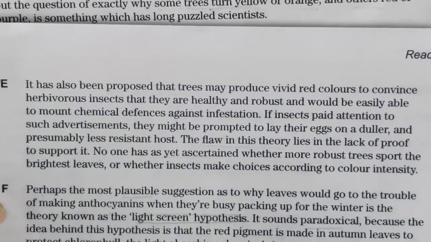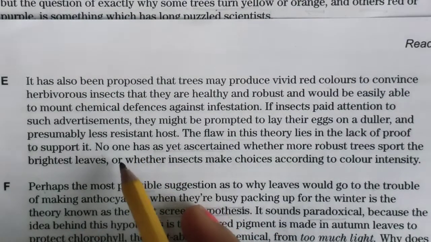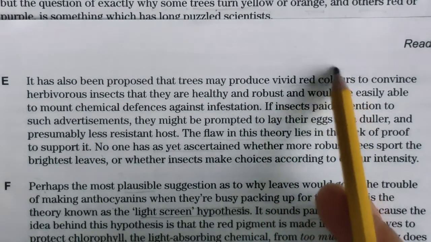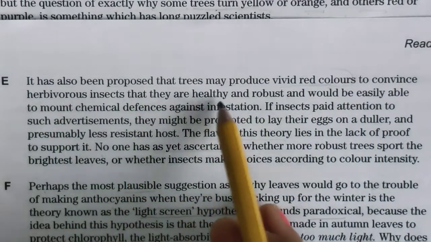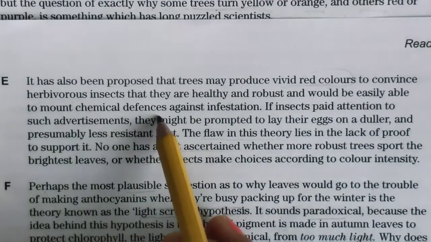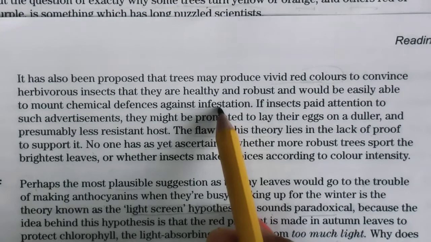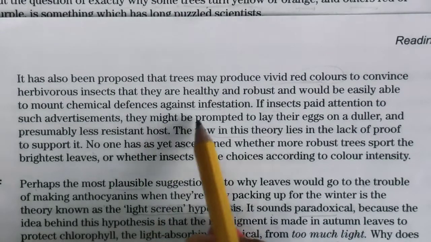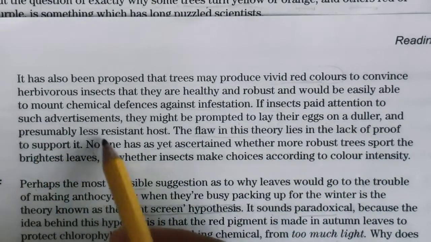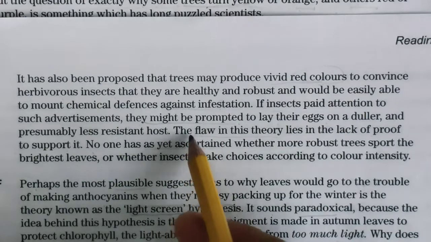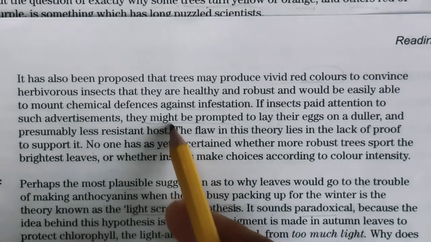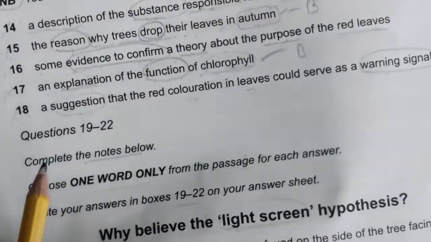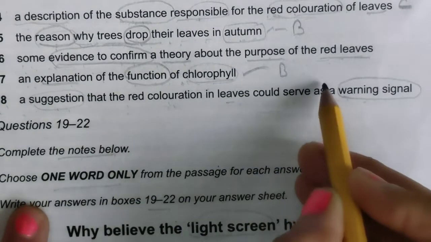So here the answer is E. So how it is E, I will tell you. Here they are saying it has been proposed that vivid red color is to convince herbivorous insects that they are healthy and would be easily able to mount chemical defense against infestation. If insects paid attention to such advertisement, they might be prompted to lay their eggs on a duller one. So they are saying that this is a warning signal for these insects and all. They are talking about this theory. So our answer for the 18th is E.